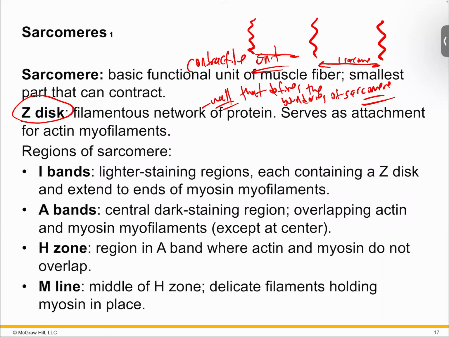This also basically is an anchoring point. This is the reason why I like to think of it as sort of like a wall, because it's like a wall that you tethered yourself to. And in this case, what you're doing is you're tethering your actin myofilaments to it. Okay?